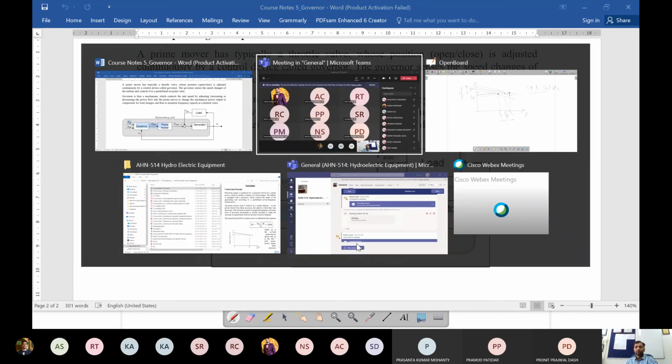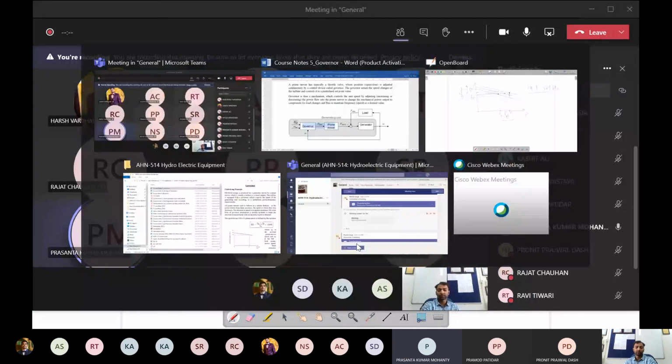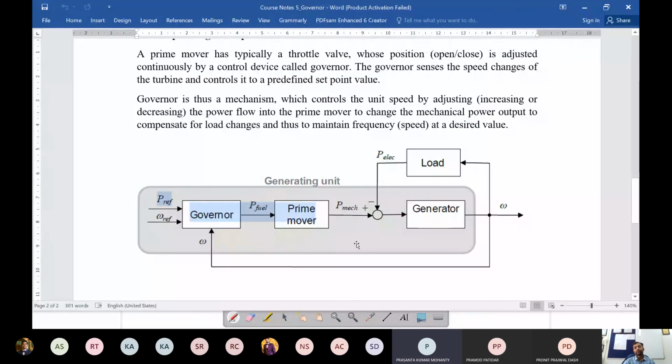Any questions on this? Sir, Prashant here. Yes, Prashant, go ahead. Sir, that omega is mechanical angular speed, no? Right. And both omega reference also. Yes, very good.